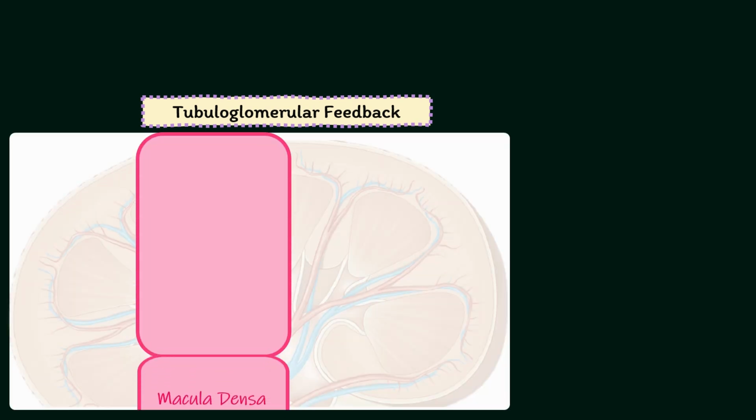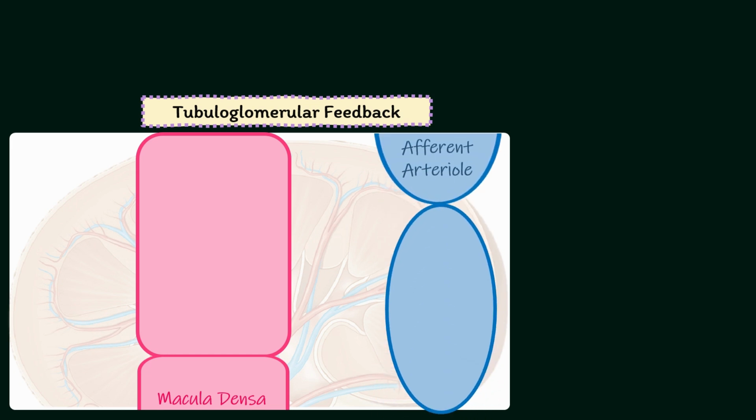Now let's discuss the tubuloglomerular feedback. Macula densa plays an important role in tubuloglomerular feedback, which controls the renal blood flow and glomerulus filtration rate. Tubuloglomerular feedback is the mechanism that regulates glomerulus filtration rate through renal tubule and macula densa. This is macula densa, while this is afferent arteriole.